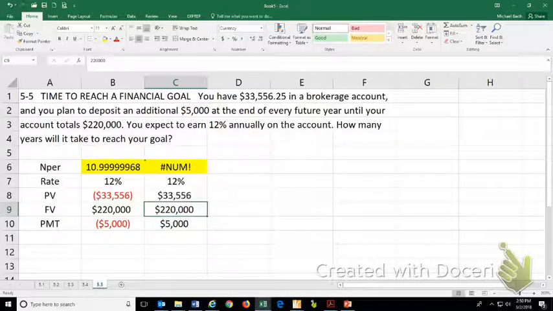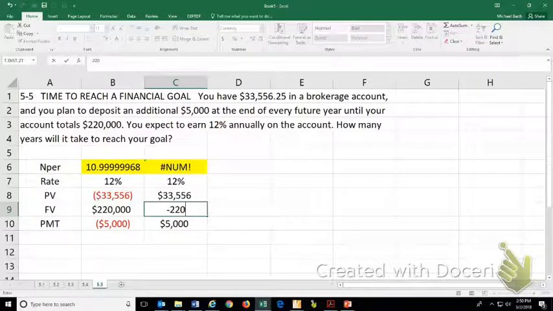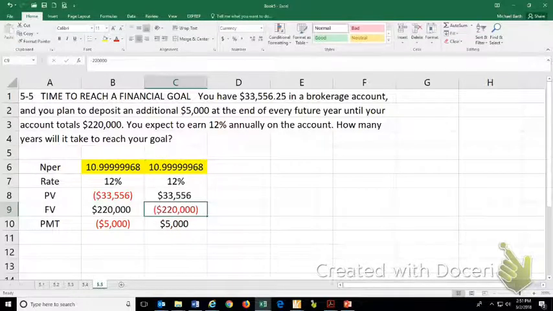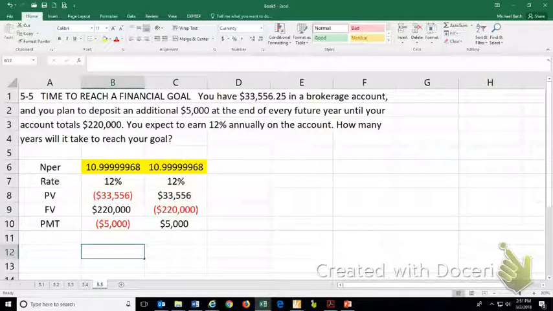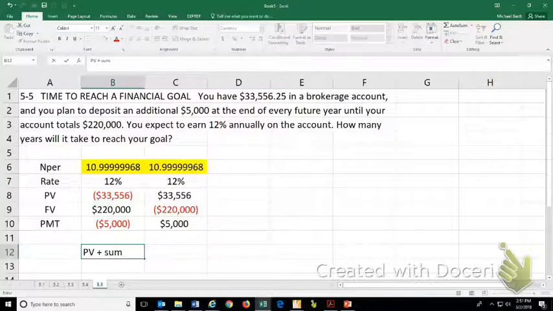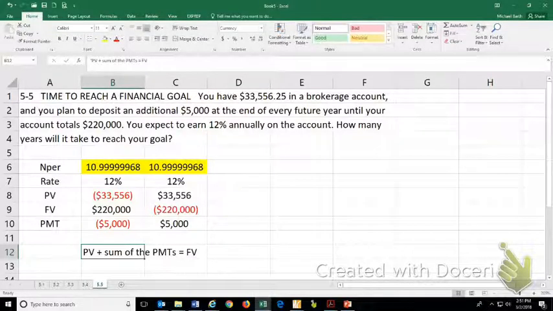So be careful, but as long as you have the paired signs correct. And one way to remember this is if you say that the present value plus the sum of the payments are going to add up to be the future value. One rule of thumb is the sign is going to be different on either side of the equal sign.